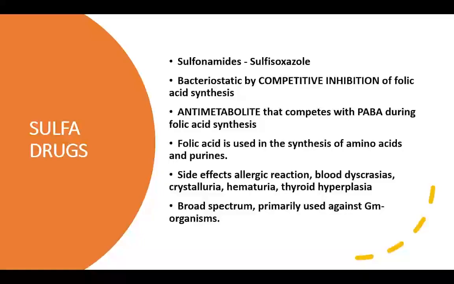Okay. First one up, sulfas, sulfonamides. The one that's really, really common is sulfisoxazole, which obviously rolls off the tongue super easily. But what does it do? It's bacteriostatic by competitive inhibition of folic acid synthesis. Basically what it's doing is it's kind of getting in the way with PABA during folic acid synthesis for bacteria. We don't have to worry about that because we can consume it.